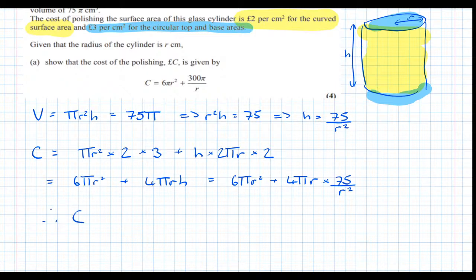Therefore, you can simplify now. C equals 6 pi r squared. 4 times 75 is 300, so plus 300. There's a pi there, and r over r squared gives r on the bottom. And there, we've shown what we were asked to show.